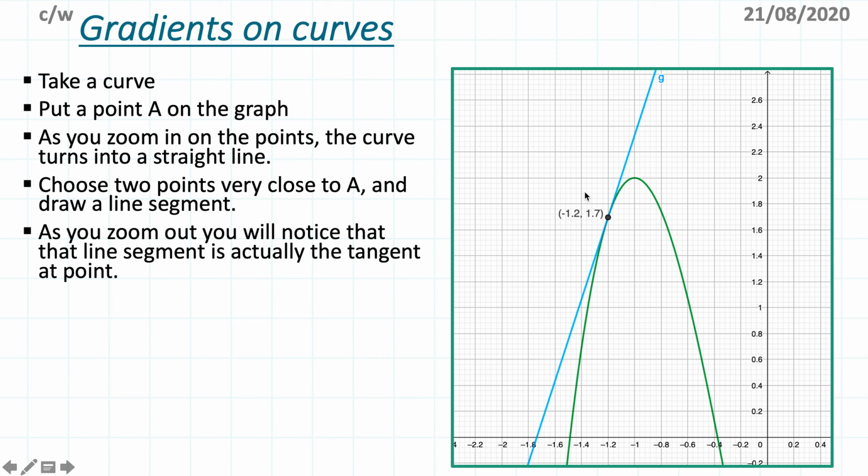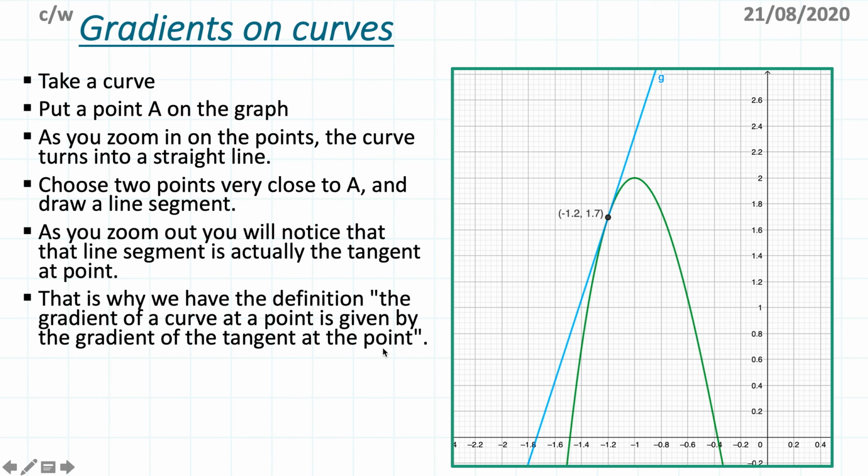So as you zoom out now, we've created this line segment, but as we zoom out, you'll notice that the line actually becomes a tangent. And by definition, a tangent is a line that touches your curve at one point. So it looks like it's touching our main point. If I want to find the gradient of a curve at this specific point, because remember, the gradient will change around the curve, all I have to do is find the gradient of the tangent at that point. So this is the definition: the gradient of a curve at a point is given by the gradient of the tangent at the point.